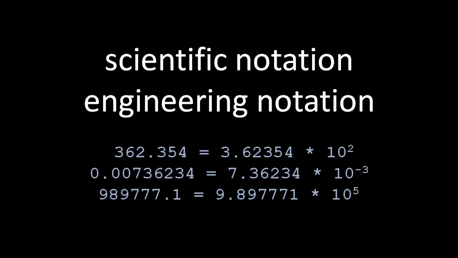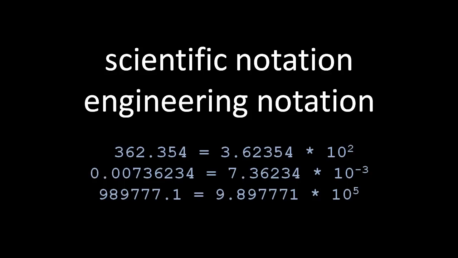You may be familiar from science class with what's called scientific notation, or sometimes engineering notation. In scientific notation, we express a value as a radix point number multiplied by the number base raised to an exponent. The radix point number is called the mantissa, or significand, and should have only one digit left of the radix point. The exponent, meanwhile, should be whatever is required to make the significand have only one digit to the left of the radix point.